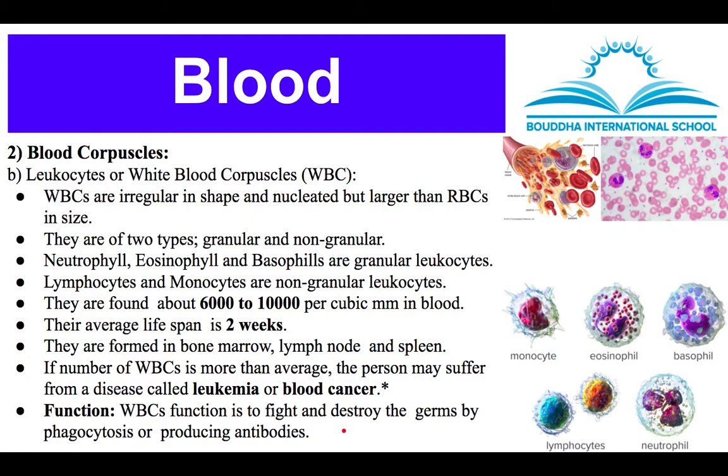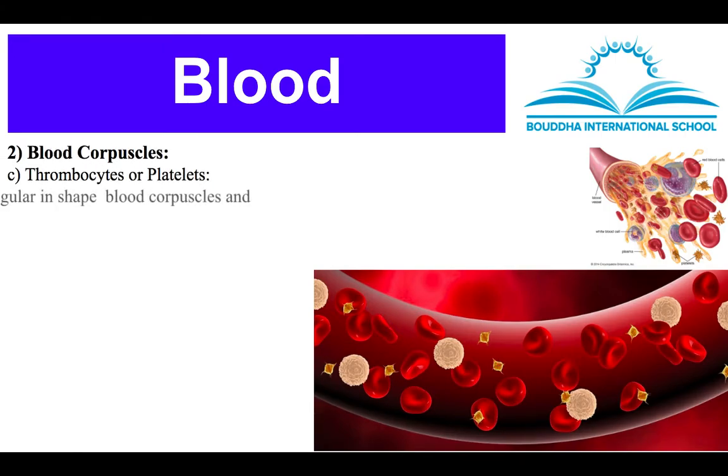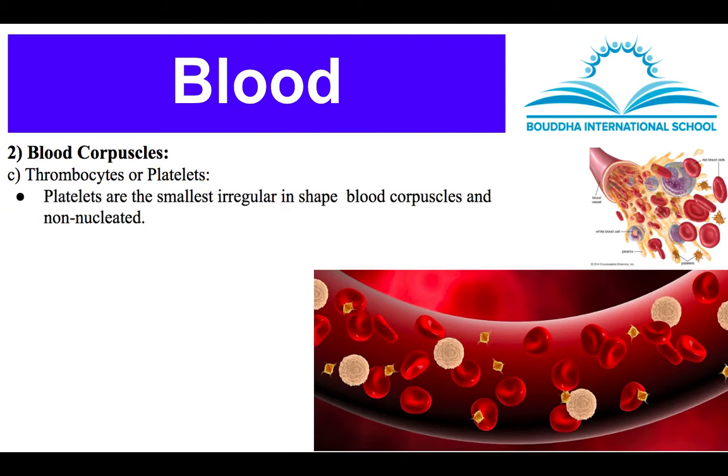And the last blood cells that we have are platelets. They are the smallest in size, and they also have no nucleus. You can see these are platelets, and they have an irregular shape, and they are found around 2 to 4 lakhs per cubic millimeter in blood.